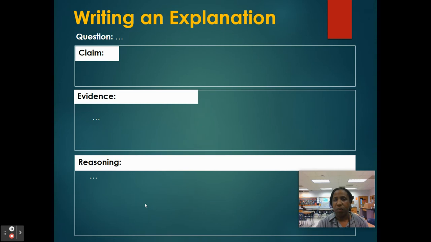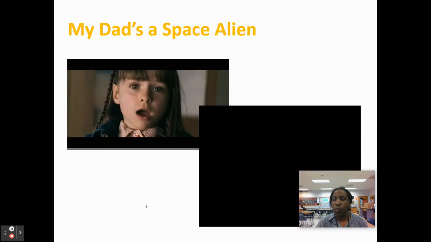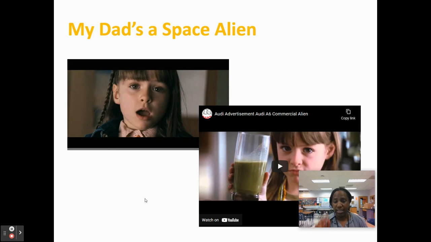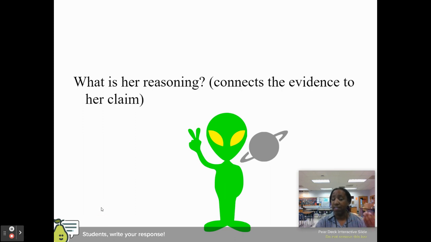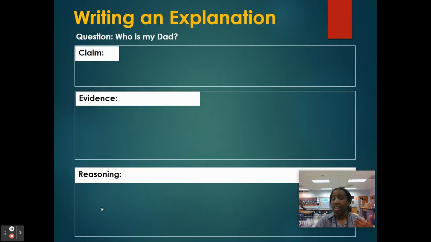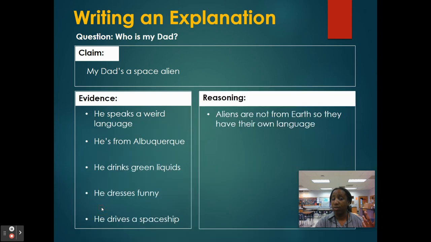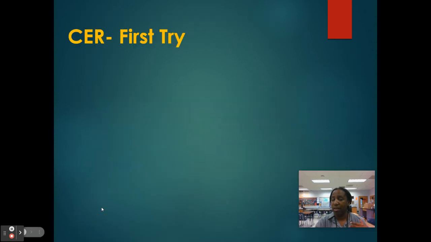Now, writing an explanation. You're going to pause this video, and on your sheet, there is a space where you will write a CER. You'll watch the video about this little girl and her claim, and you're going to try to figure all of that information out. As you go through on your pair deck, you're going to write what is her claim, what is her evidence, what is her reasoning. Then you'll continue to go through all of those steps, and we'll talk about that.